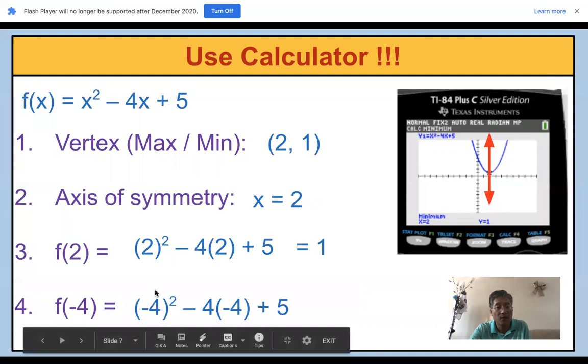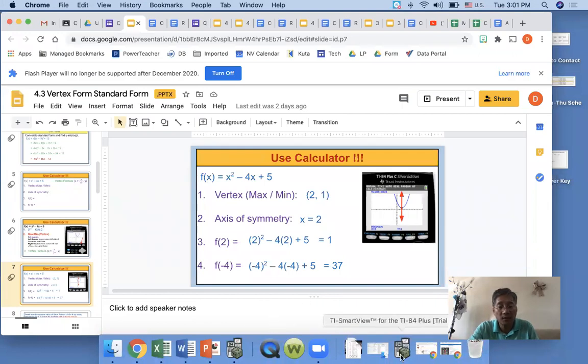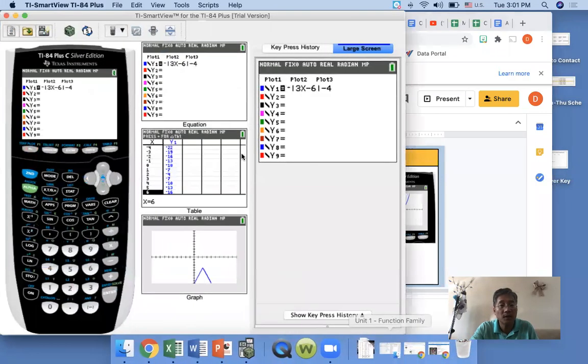And for negative 4, also plug in. So negative 4 squared minus 4 times negative 4 plus 5. Make sure when you substitute negative values, you should use parentheses. And then if you put this exactly like this in the calculator, you will get 37. But this one, I'm going to show you how to use the calculator. So I will get the calculator, this one, okay?